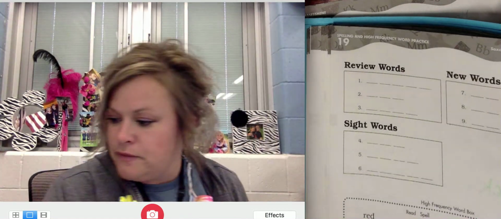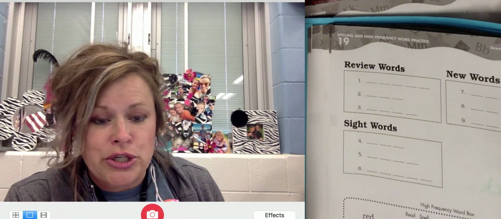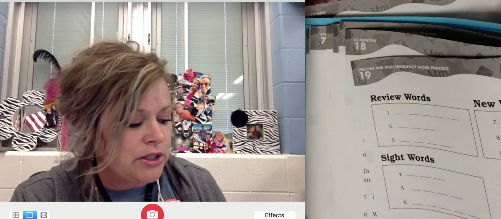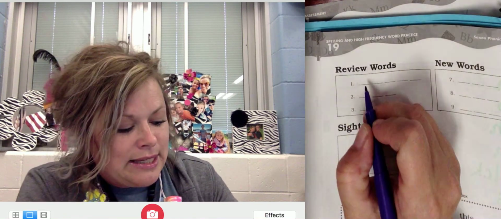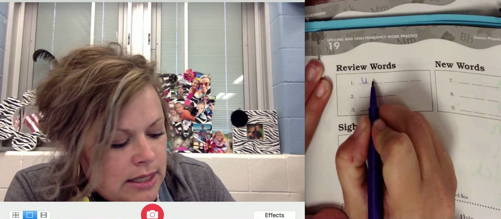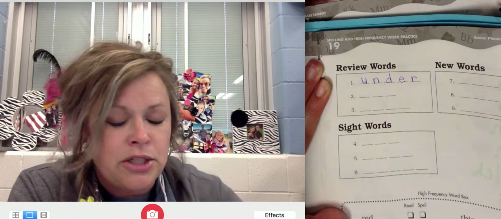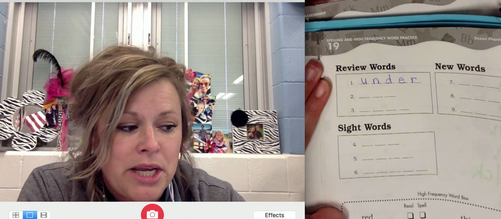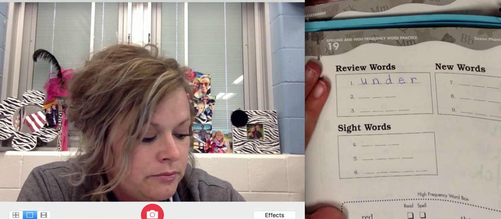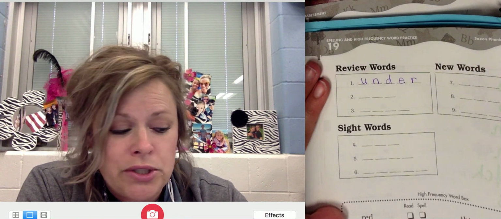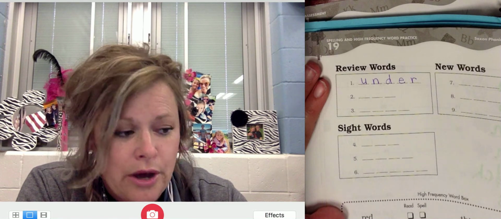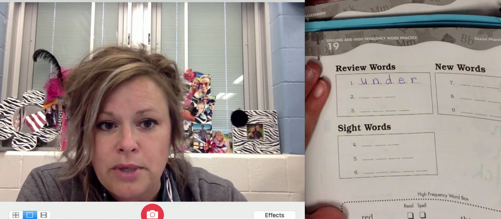The first review word is going to be under. Repeat, under. Good. Under has our new combination ER. In the final position it is represented by a combination ER. You're not going to have just an R all alone. It's usually going to be ER. Make sure you check with mine.